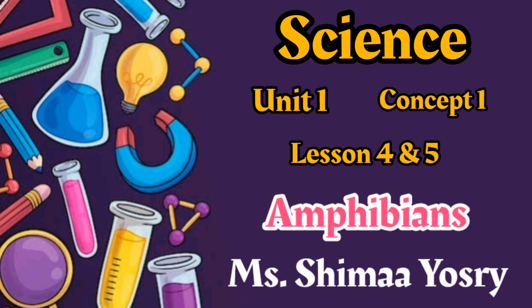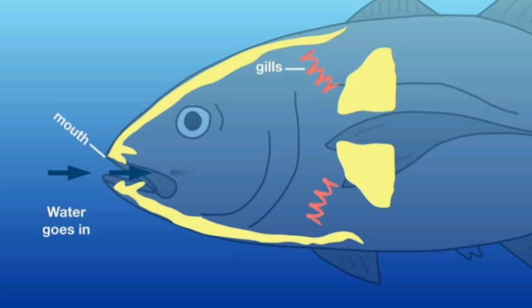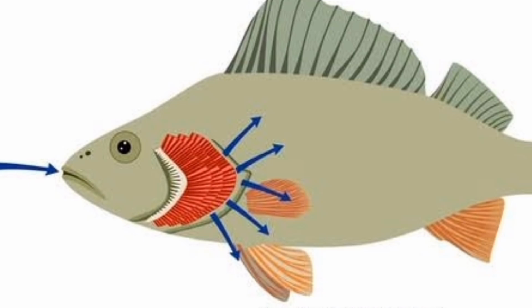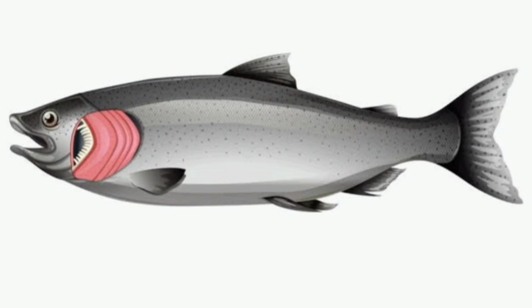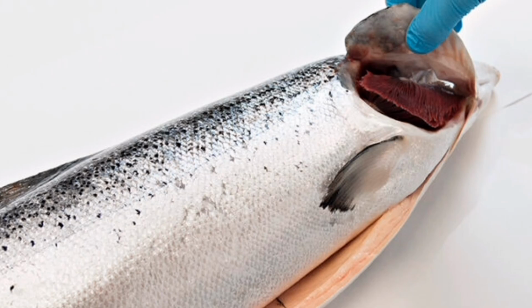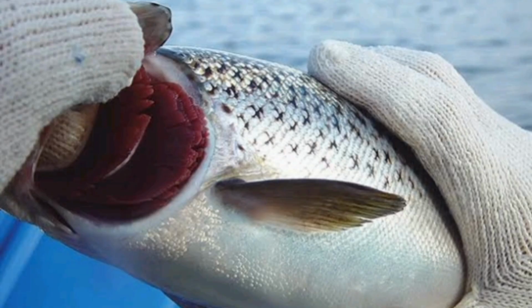Unlike humans, fish don't breathe using lungs, so fish don't have lungs. But they have another structural adaptation that helps them to breathe underwater. This structural adaptation is gills. So fish have gills to breathe underwater.